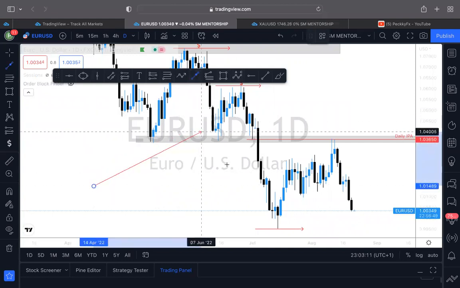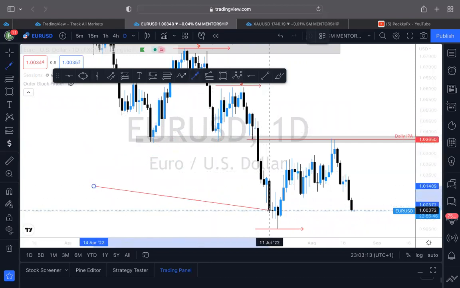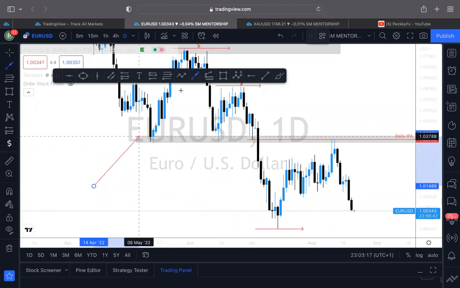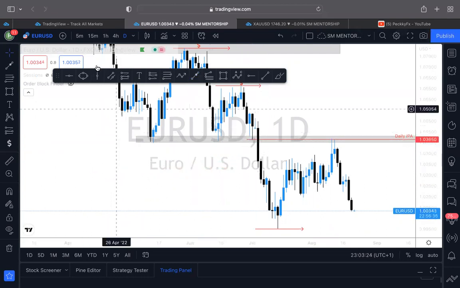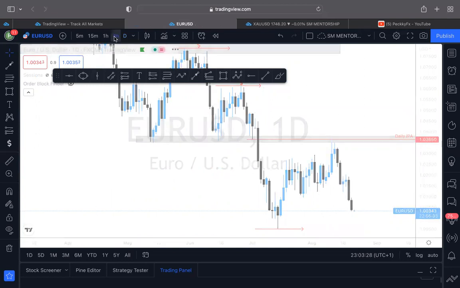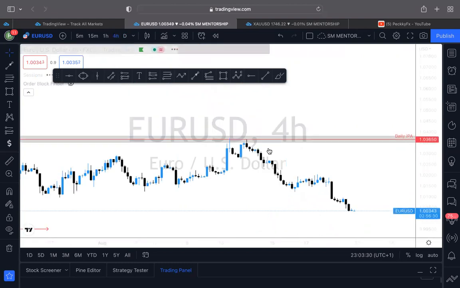Just right before the market broke down to the downside, the market created an IPA. I've marked this out, and let's go to the 4 hours time frame. So this is my zone now. Let's go to the 4 hours time frame. This is my point of interest.